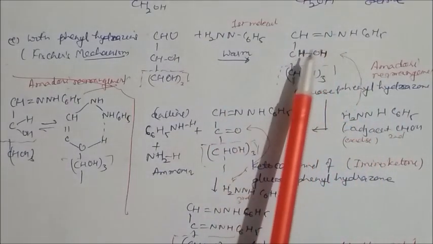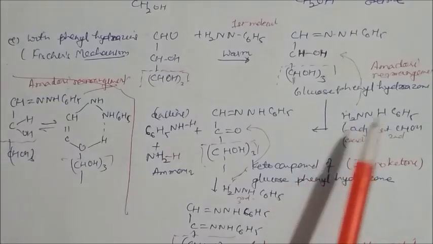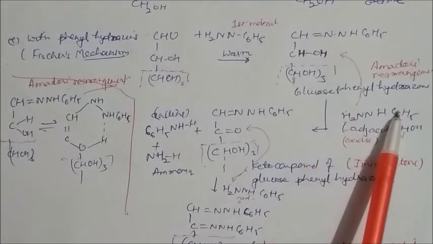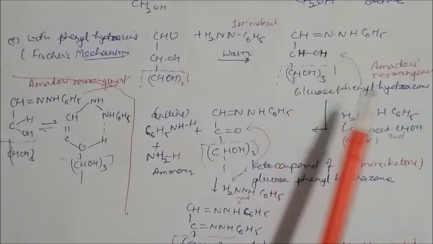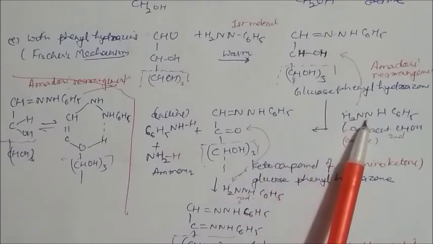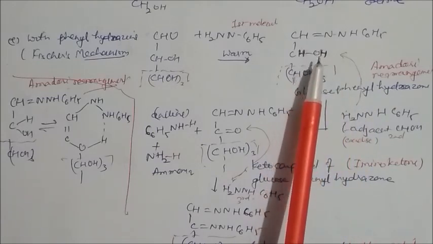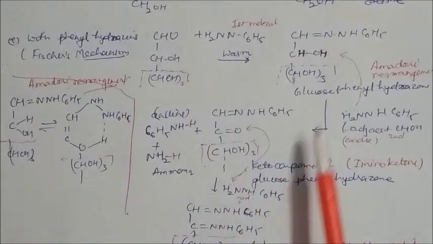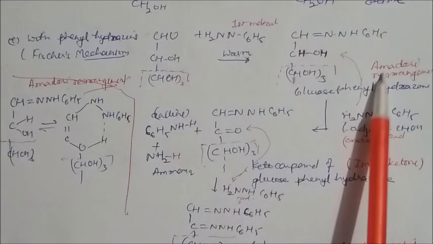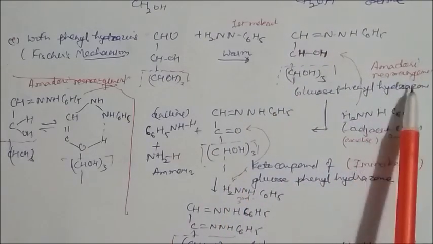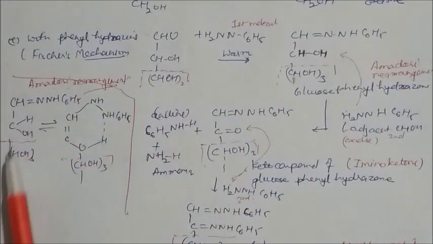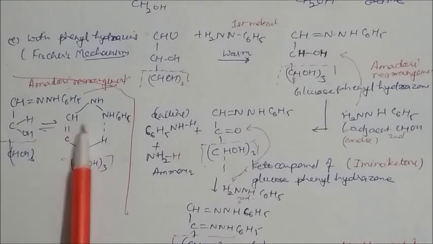Then again, by giving a second molecule of phenylhydrazine, this will react with the second molecule and oxidize it, converting it into fructose. This whole process is called the Amadori rearrangement. You can see I have written Amadori rearrangement on this side. This is glucose and this is CHOH, and this is how it reacts with the phenylhydrazine.